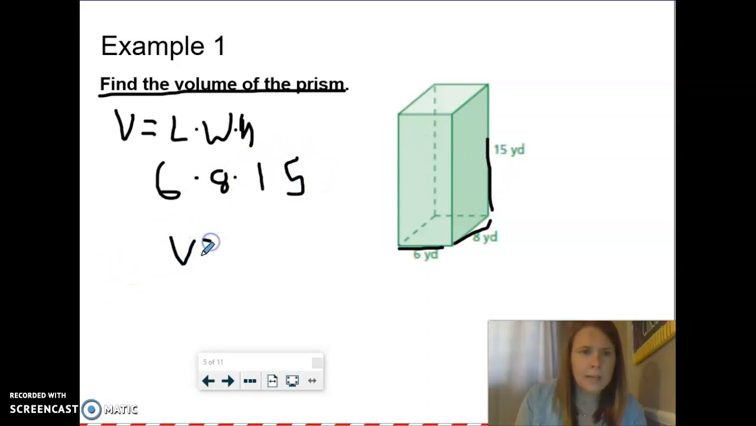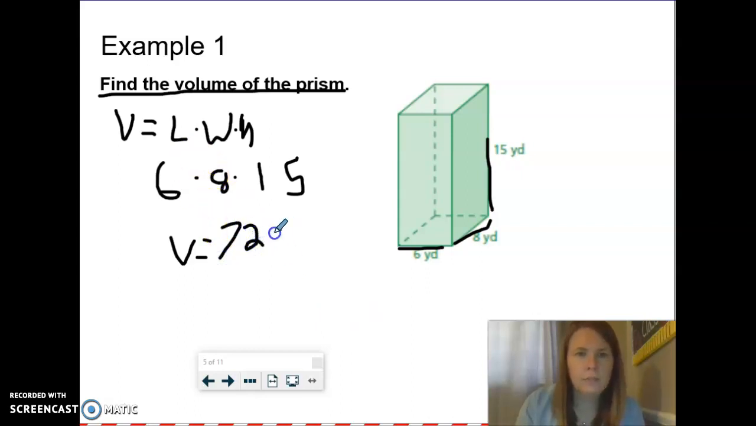With that being said, I'm going to multiply all of those. So 6 times 8 times 15. I'm just going to throw it in my calculator. You could do it long-handed if you want. You can also use a calculator on your phone or on the computer if you don't have a calculator at home. Okay. So 6 times 8 times 15 gives me 720.